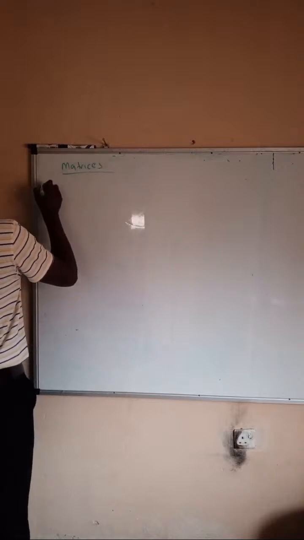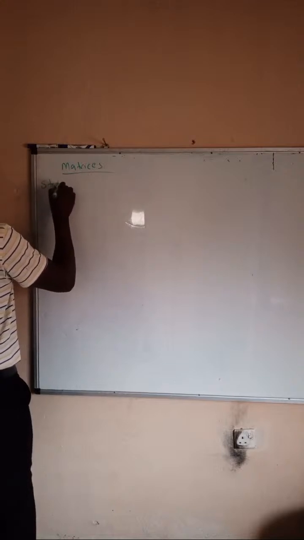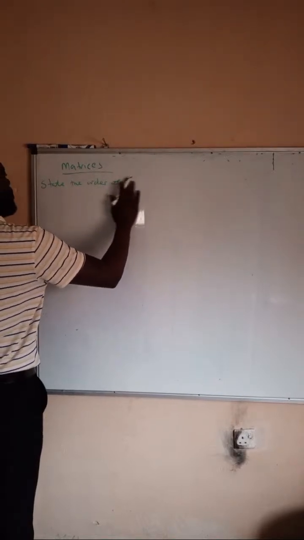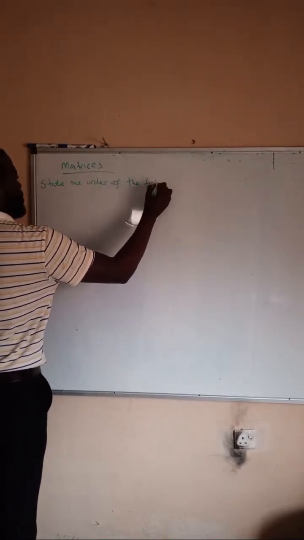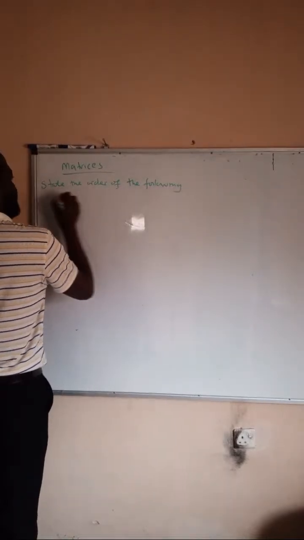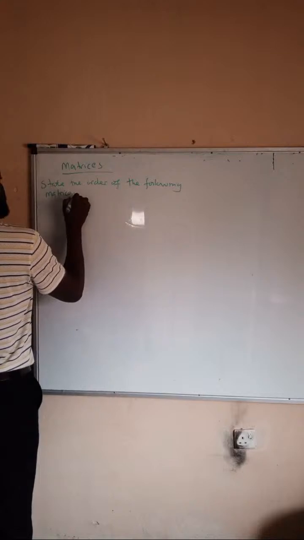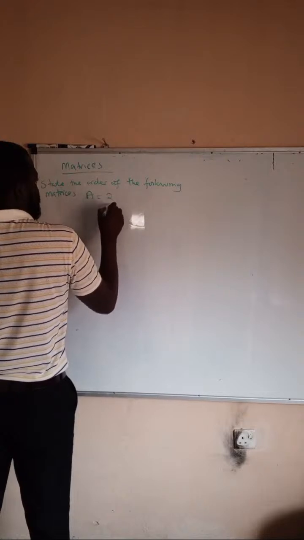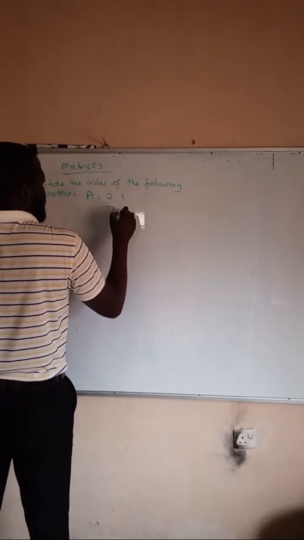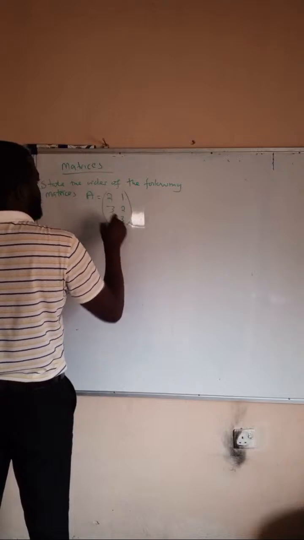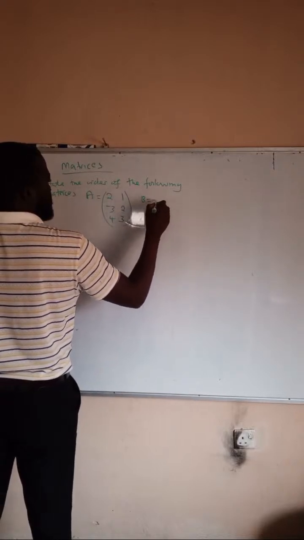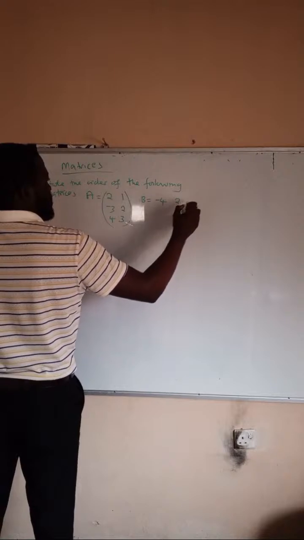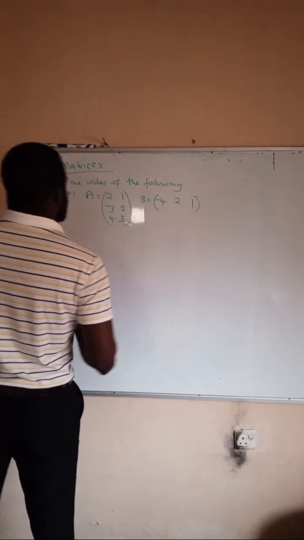State the order of the following matrices. Question 1: matrix A is 2, -3, 4, 1, 2, 3, and matrix B is -4, 0, 2, 1. State the order of those matrices.